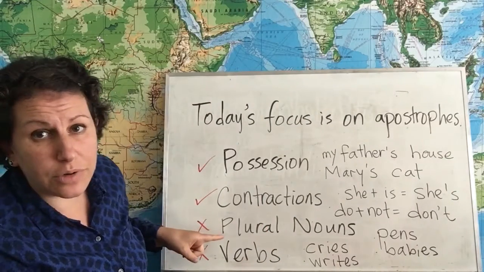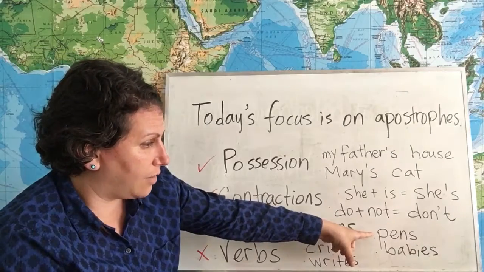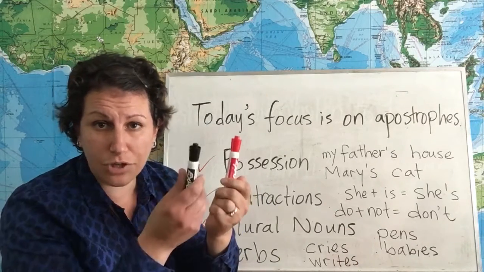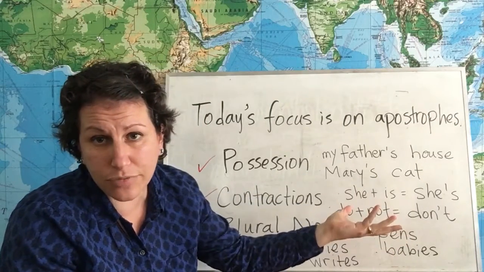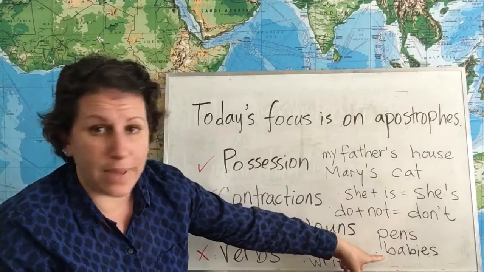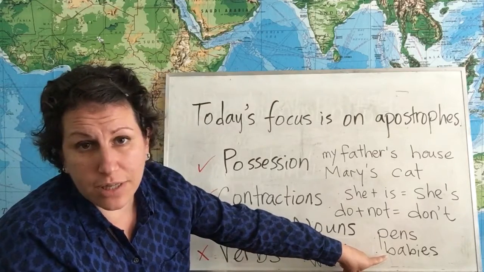Plural nouns don't need an apostrophe. Here are a few examples. Pen, I have one pen, I have two pens. All I have to do is add an S. No apostrophes needed. Baby. Sometimes people get confused if the spelling changes in the plural noun.